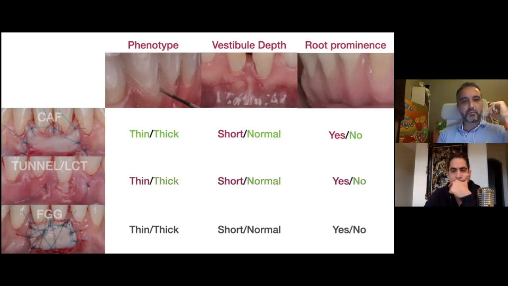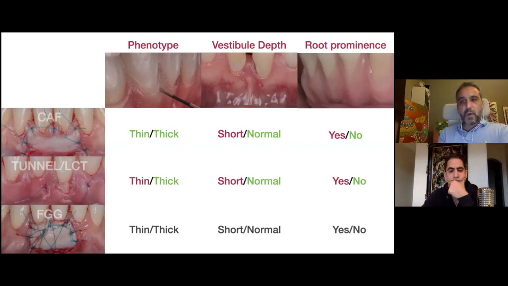The same for the tunnel technique. It's very well indicated when we have mainly a thick phenotype, because the tissue is very difficult to manipulate when we create this envelope around the teeth blindly. Also, the vestibulum depth can be a limitation with this technique because, again, we move this tissue more coronally. And the root prominence is very challenging in this technique because it's very difficult to follow the architecture of the bone when creating this envelope around the teeth.